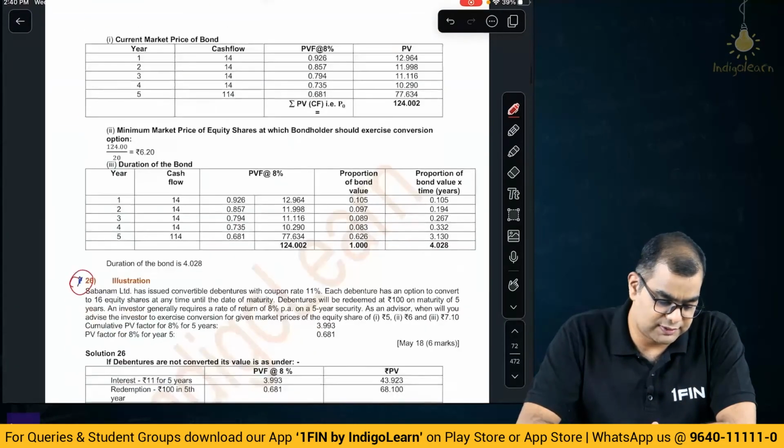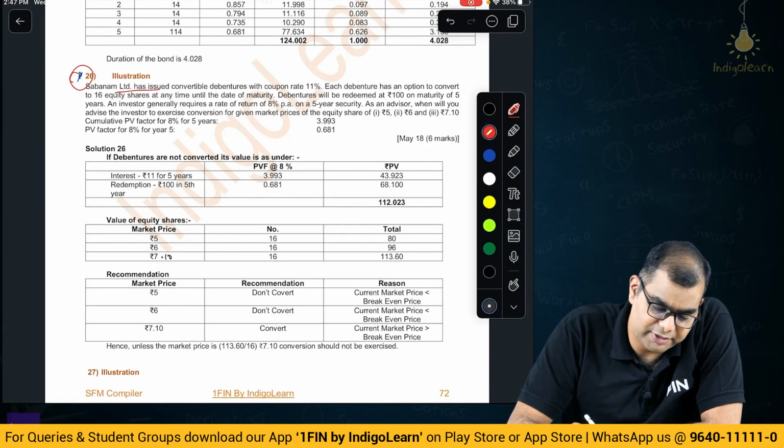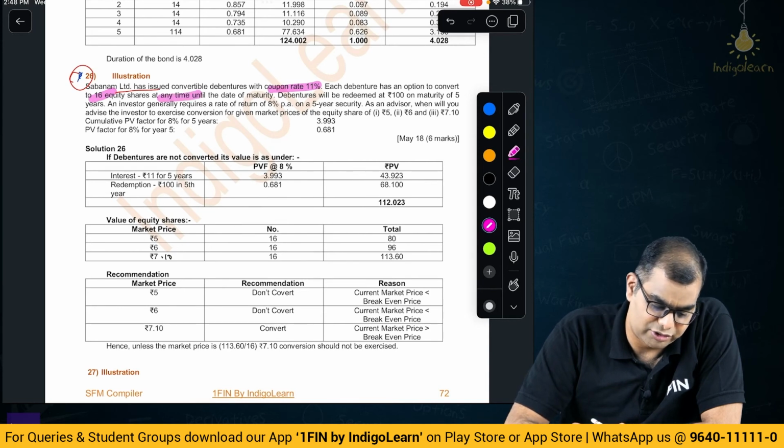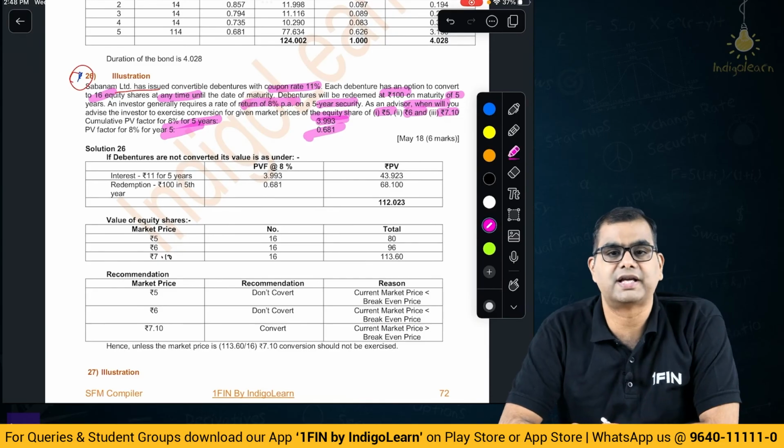Now let us look at the other ones. Let's look at the next question. Sriram Limited has issued convertible debentures with coupon rate of 11%. Each debenture is an option to convert to 16 equity shares at any time until maturity. Debentures will be redeemed at 100 on maturity of 5 years. Investor generally requires a rate of return of 8% on a 5-year security. As an advisor, when will you advise investor to exercise the conversion for given market prices of 5 rupees, 6 rupees, 7.1 rupees? Cumulative present value factor for 8% for 5 years is 3.993, and present value factor for 8% for year 5 is 0.681.